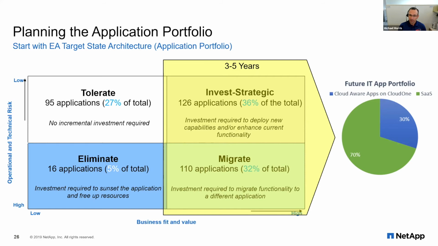It does leave about 30% of our application portfolio which are unique to NetApp. And those are applications we can't necessarily rent from a SaaS provider. We're going to need to build them ourselves. For that custom application development, that's where CloudOne comes into play. So we'll do custom application development using DevOps and containerized applications that ultimately run inside of CloudOne.